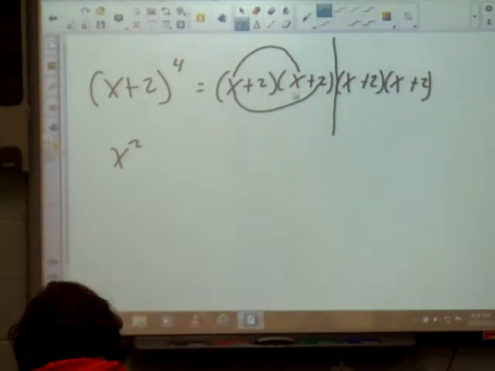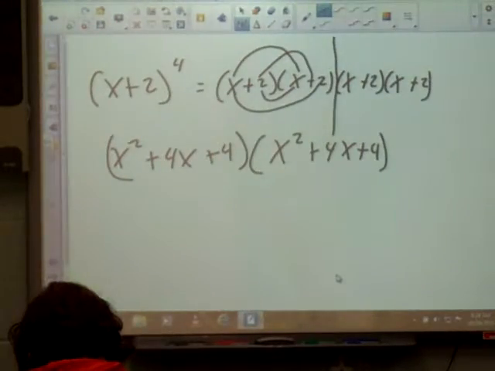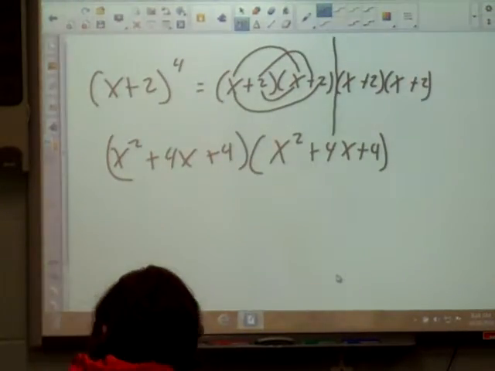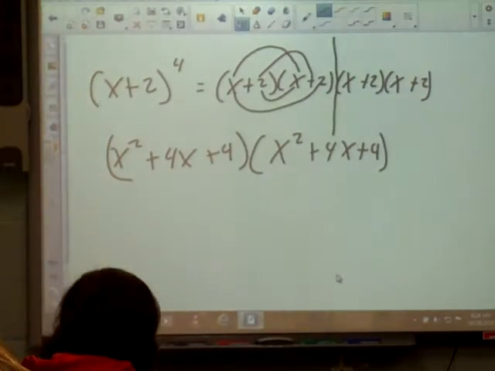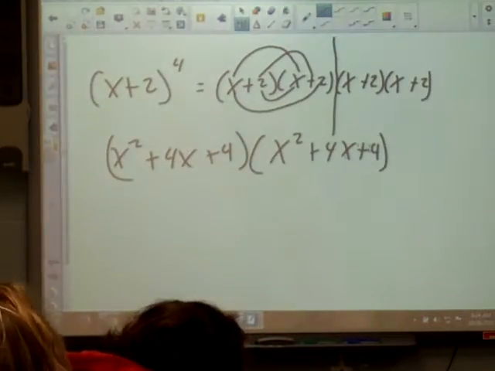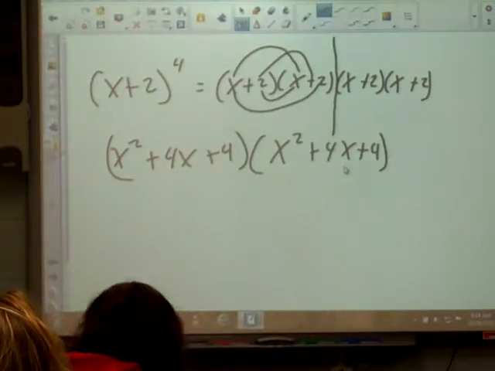X squared, 2x, I'm skipping a step, 2x on my outer and 2x on my inner is 4x. And then my last is 4. So I get that on the left and the right. Okay, so your options now, you could stack those and do it vertical like I showed you, or leave it out horizontal like that. You have to take the first term, x squared, distribute it to all three. The second term, 4x, distribute it to all three. The last term, 4, distribute it to all three.